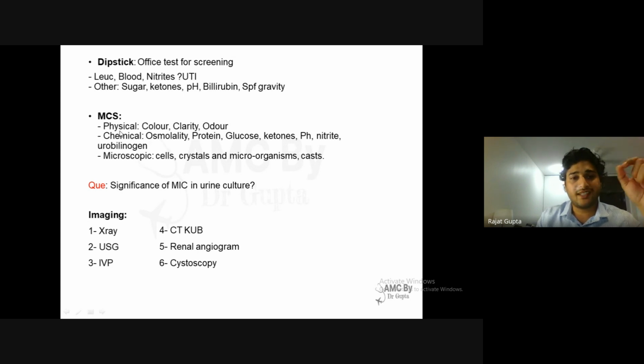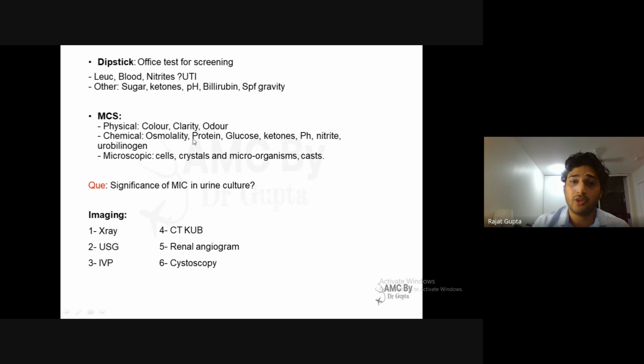So first of all, physical appearance: you can look at color, clarity, and odor, because color can tell you a lot of things, like is it concentrated urine, is the patient dehydrated, or if the urine is turbid, that shows it is infective. And the odor, like urinary smell, different things. But in the question, you'll have more focus on the microscopic and chemical features of MCS.